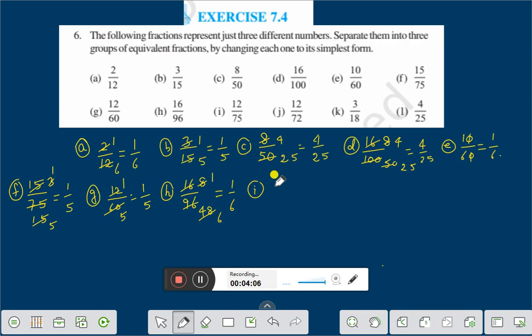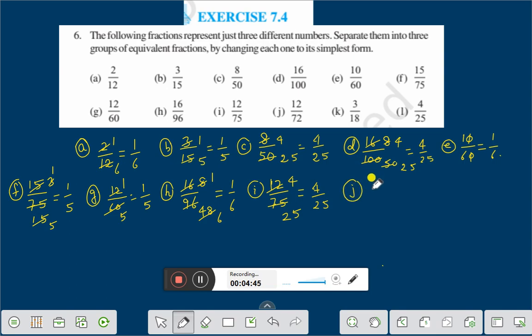The value of I will be 12 by 75. If we cut it by 3, 3 4s are 12 and 3 25s are 75. That is 4 by 25. It is equal to 4 by 25. Right? I. What is the value of J?